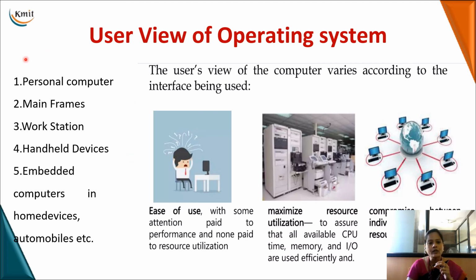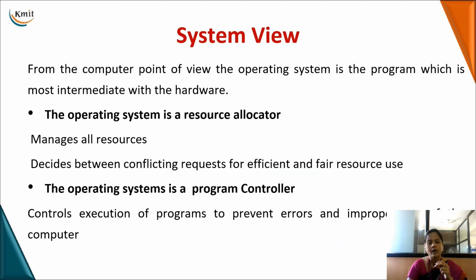So, depending on the type of system the user is working on, the expectations from the operating system will also vary. Now, we move on to the next one, which is the system view. From the point of view of the system or hardware, what does it expect from an operating system? It wants the operating system to act as a resource allocator, and it wants the operating system to act as a program controller.